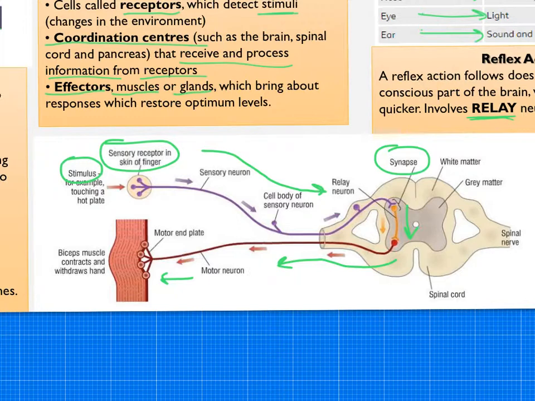Now, as I said, notice it doesn't go through the conscious part of the brain. It's a much quicker system of getting you to do something, basically, to respond.